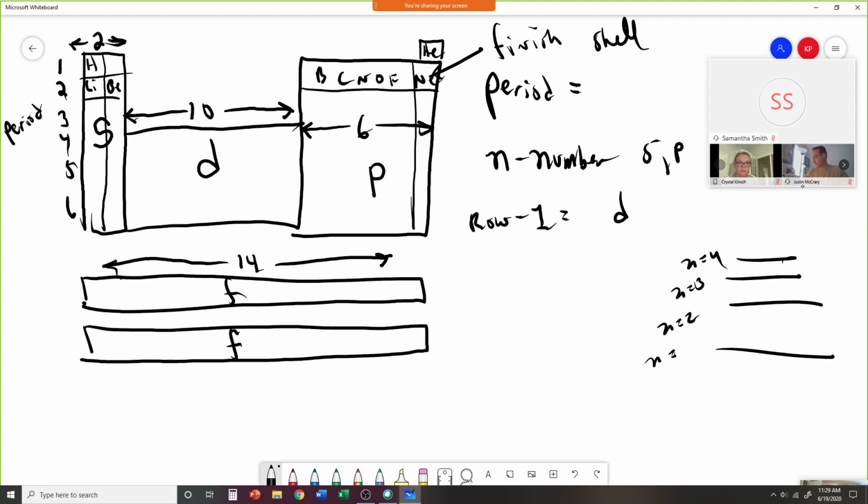So where are our full shells? Our full shells is at our noble gases. So all our noble gases equal full shell. Okay? All your noble gases equal full shells. Where are our noble gases? All the way on the right-hand side of the periodic table. All right? So what's important is what's on the outside of the atoms.